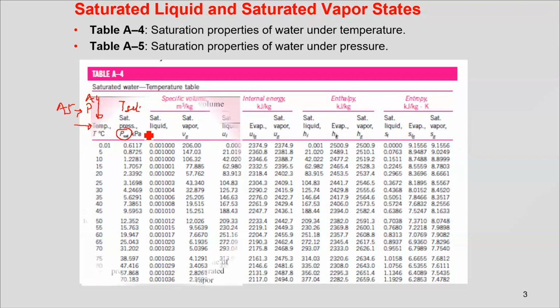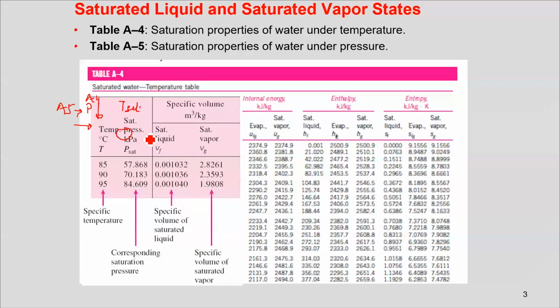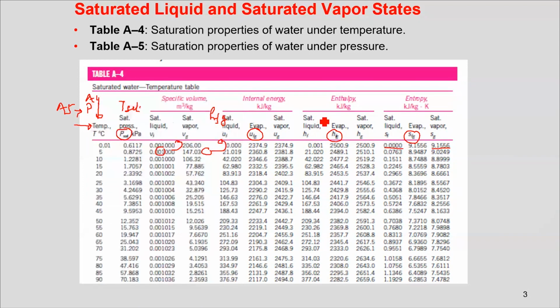And in these tables, if you look at the subscripts that are used for specific volume, internal energy, enthalpy, and entropy, the subscript f is used for saturated liquid, the subscript g is used for saturated vapor, and wherever you have fg, vfg, hfg, ufg or sfg, it is basically the difference between the saturated vapor state and saturated liquid state. So this difference is also tabulated for you.